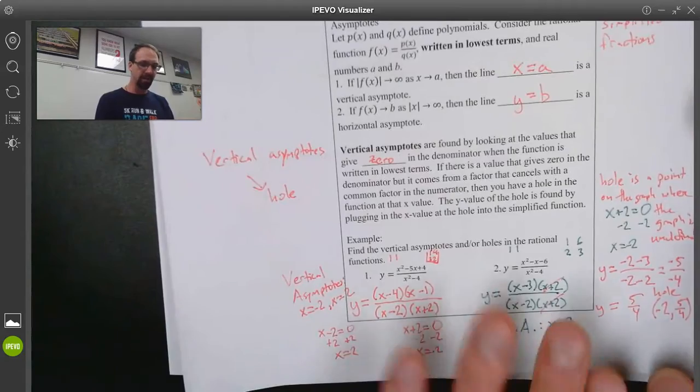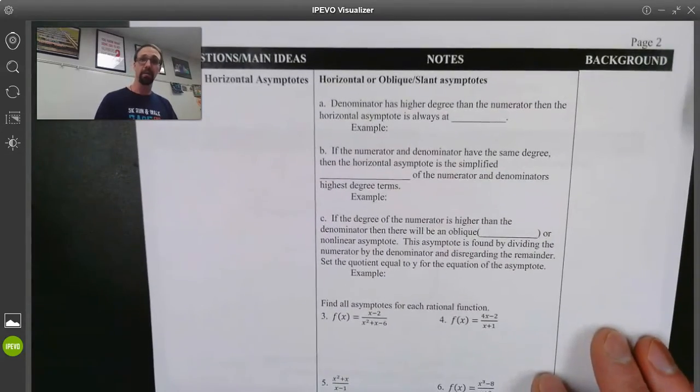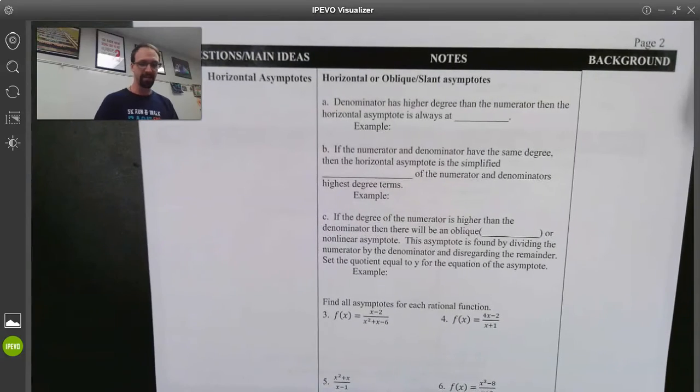So that's a big concept: vertical asymptotes and holes. In the next video, we're going to jump into horizontal, oblique, and slant asymptotes.